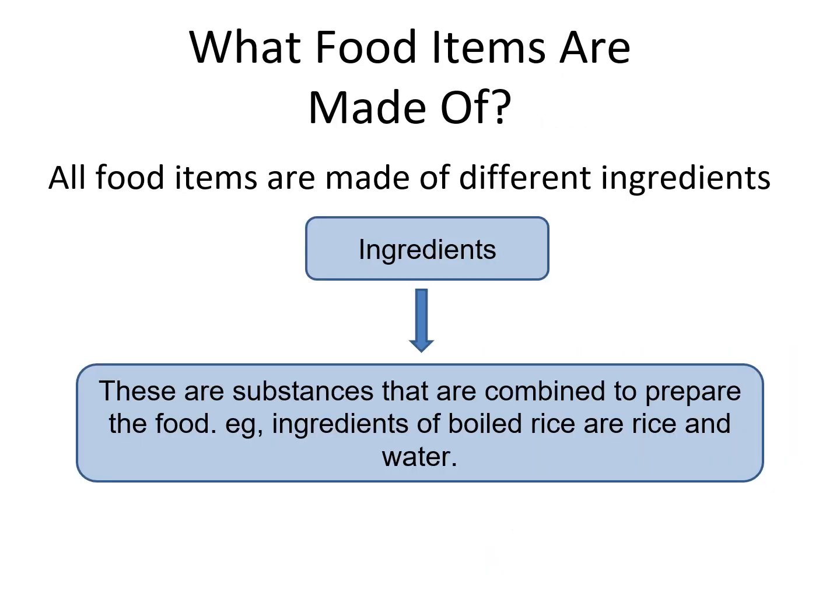So now, what are these food items made up of? All the food items are made up of different ingredients. Now what are these ingredients? These are the substances which are combined to prepare the food. For example, the ingredients of boiled rice are rice and water.